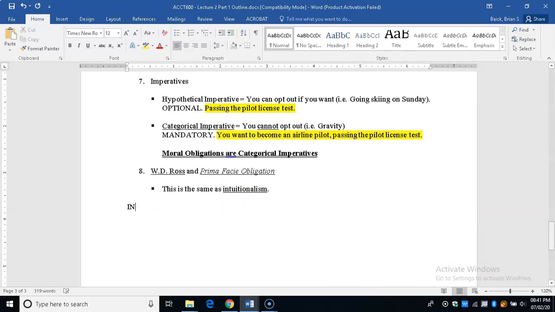So I'll leave you with this thought. Intuitionalism. How would you define intuitionalism in your own words? I'll give you a couple seconds to answer that question. Of course, you can hit pause on the recording, and then how would you define intuitionalism?